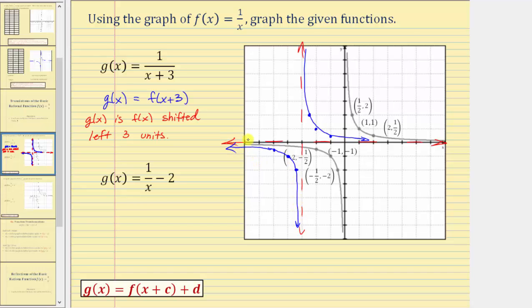So this is a graph of g of x, which equals 1 divided by the quantity x plus 3. Notice how knowing the translation of the parent function saves a lot of time rather than making a table of values. Now let's look at g of x equals 1 divided by x minus 2. Because f of x equals 1 divided by x, we can say that g of x is equal to f of x minus 2, which means g of x is f of x shifted down 2 units.